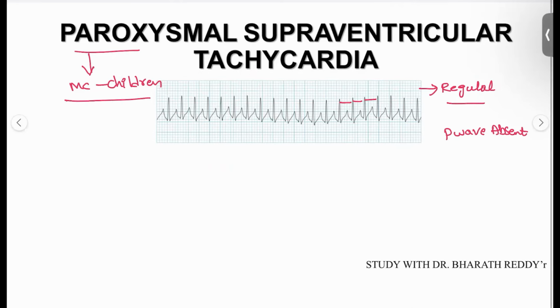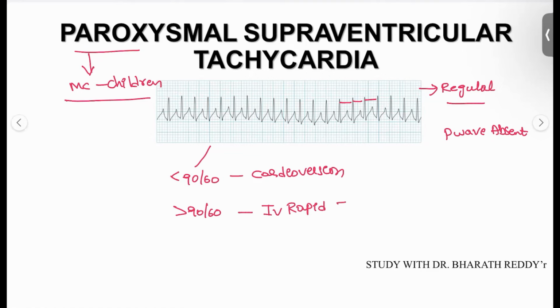Same as this. If the patient's vitals are unstable, less than 90 by 60, and the patient cannot survive, then you can give immediate cardioversion. But let's say the patient's vitals are stable, the patient can look at you, and the Glasgow Coma Scale is also normal, then you can go for the IV rapid infusion of the drug. This is your adenosine. This is the only drug that we can use immediately.